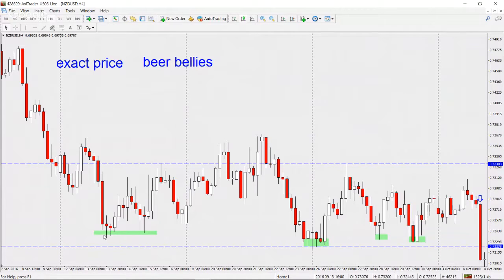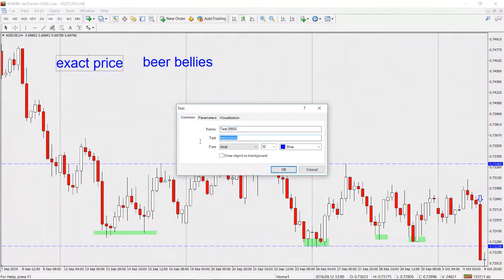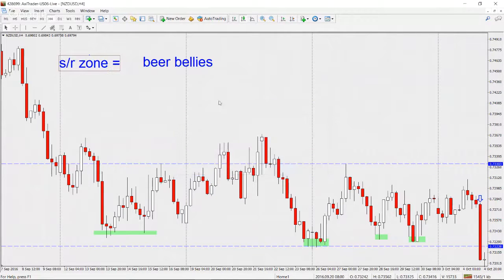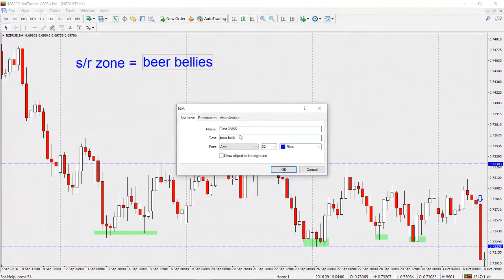So you can see this got really close to it and it bounced twice. Here we kind of touched it exactly. Here we got close again and we bounced off of it. And here we got close again and we bounced off of it. Okay. So a zone is a beer belly. So a support and resistance zone equals a beer belly. Okay. That's really what this is all about. So this beer belly here has come into play once again.